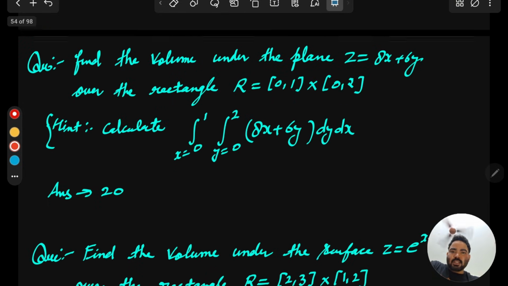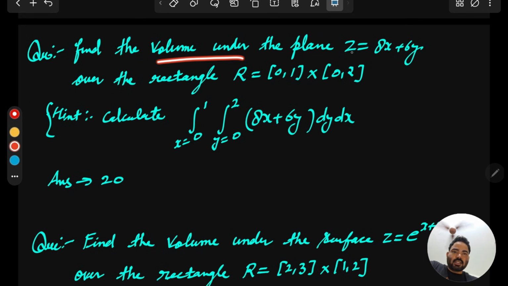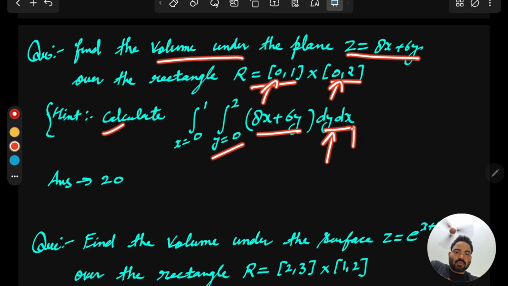Now let's move on to the next topic. This is the question for you. Find the volume under the plane just over the rectangle. This is the x limit, and this is the hint. You have to calculate x is moving 0 to 1, y is moving 0 to 2, and this is the surface. And if you are saying this is y, then put the y first.